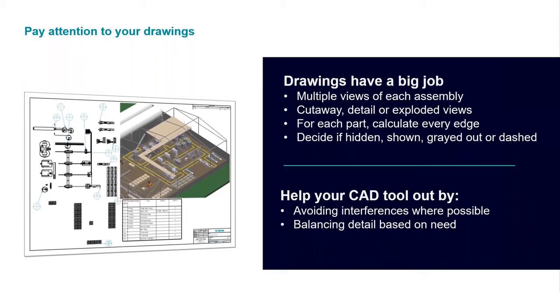First, all that detail takes a long time to create. Second, it takes a long time to display it every time you need to do so. And too much detail can have a critical impact when it comes to drawing performance. Drawings must calculate every edge and then decide if they're hidden, shown, grayed out, or dashed for every part every time it's shown. So excessive detail can make your model look more realistic, but it causes performance losses as a result.